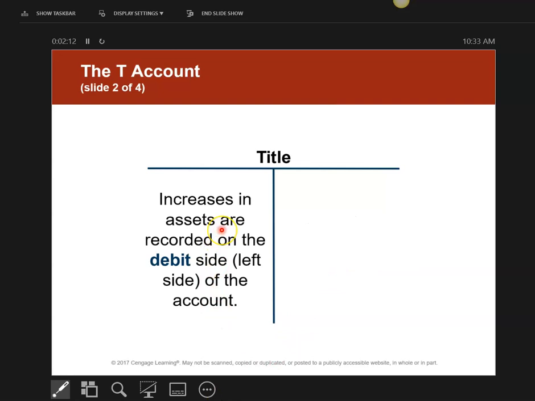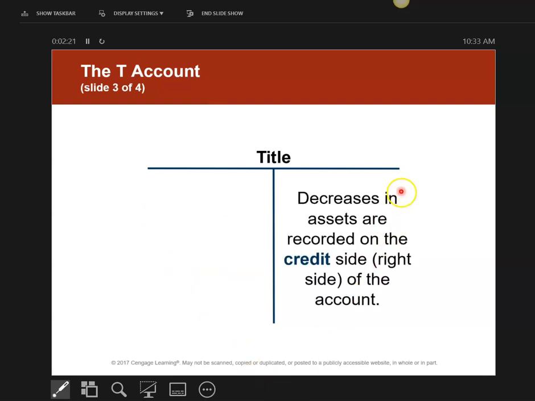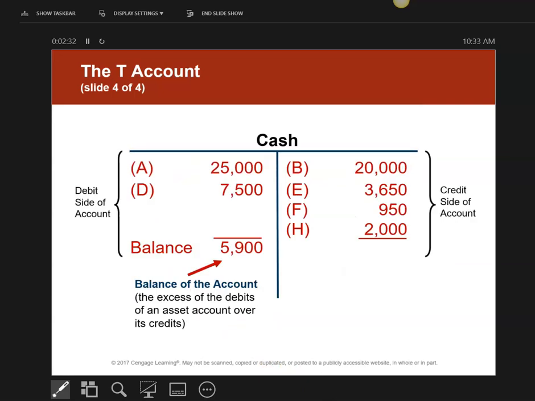So we're going to look at the cash account. Cash is an asset. So an increase in an asset would be a debit, and a credit would be a decrease in an asset. No matter what the increase or decrease side is, the credit is always on the right, the debit is always on the left. So here's the cash account. The cash is an asset. Any assets are increased by debits. Any assets are decreased by credits.